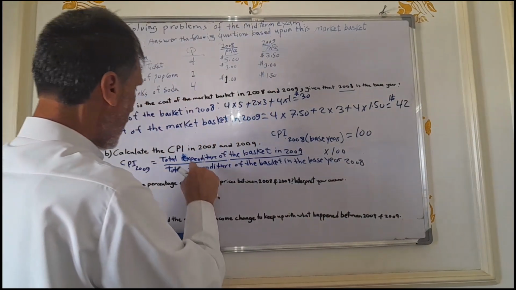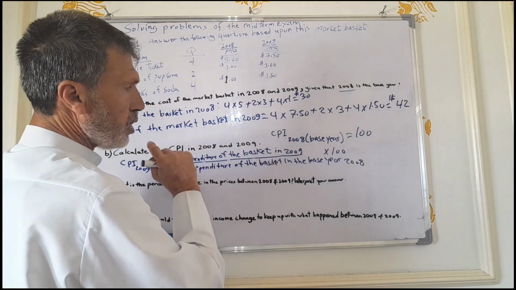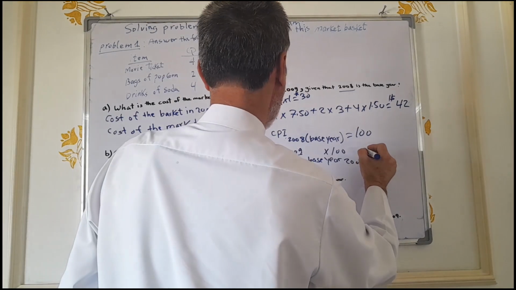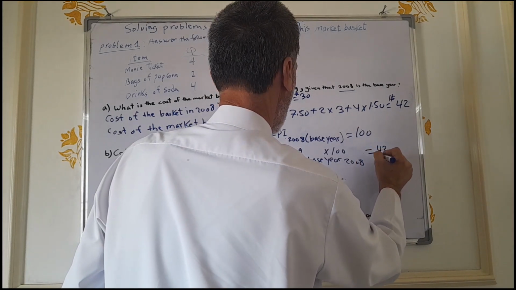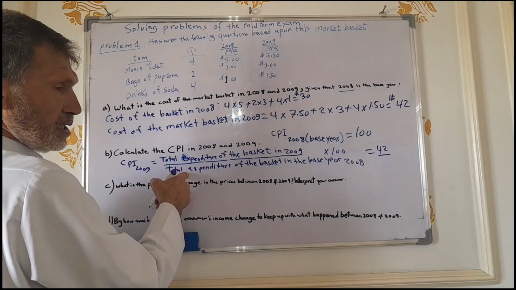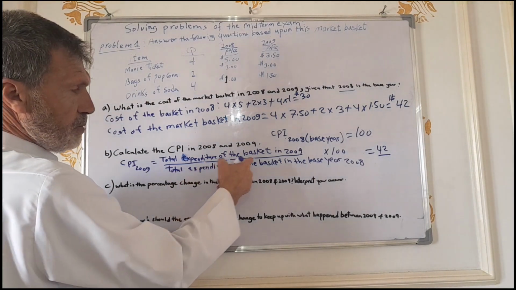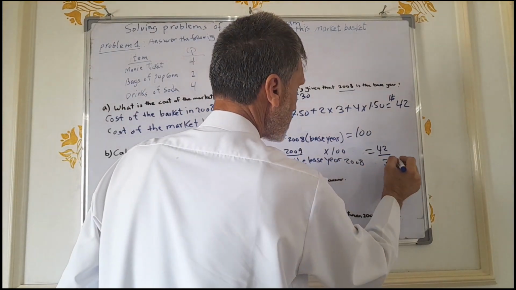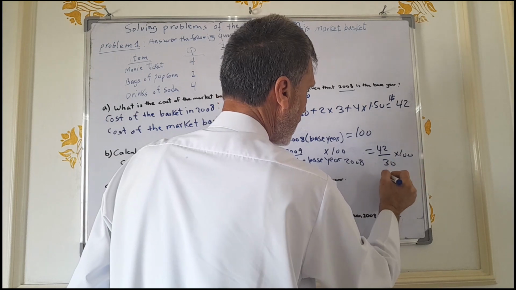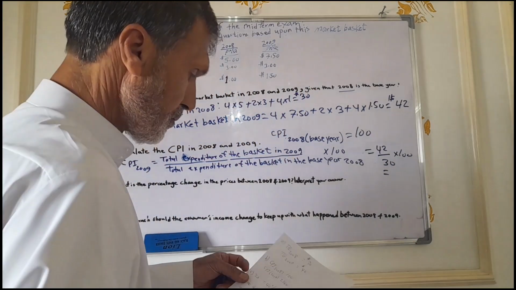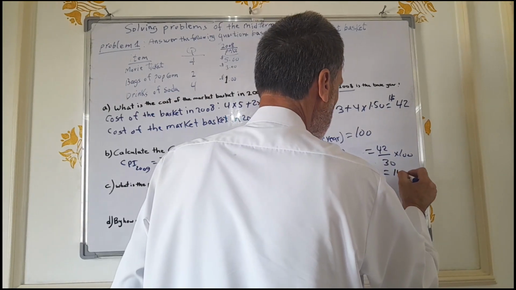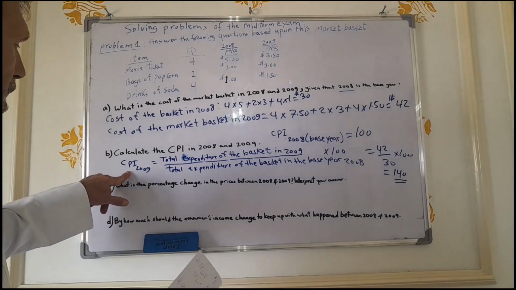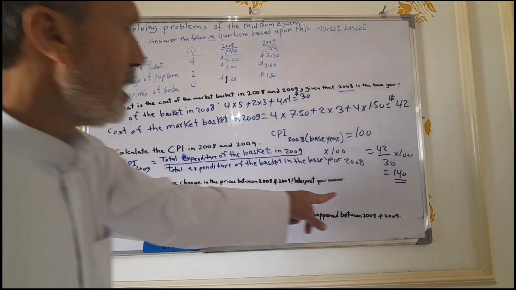Now, what is the total expenditure of the basket in 2009? We already calculated this. The cost of the basket in 2009 is 42, over the total dollar expenditure of the basket in the base year, which we calculated to be 30, times 100. And we come up with 140. So the CPI in 2009 is equal to 140.